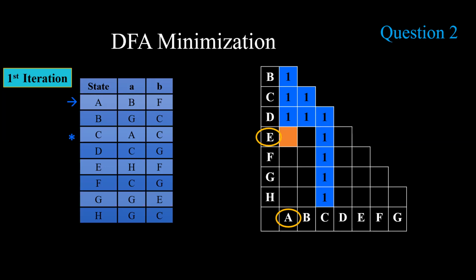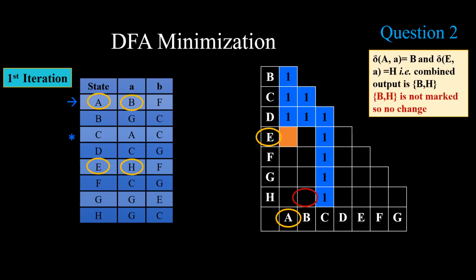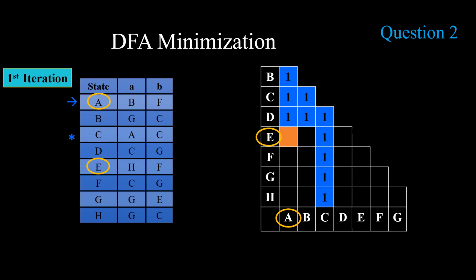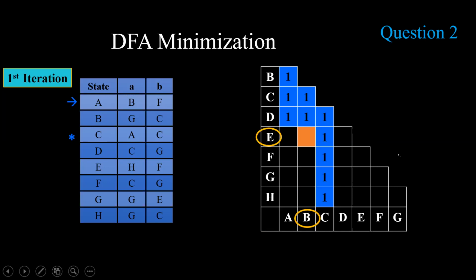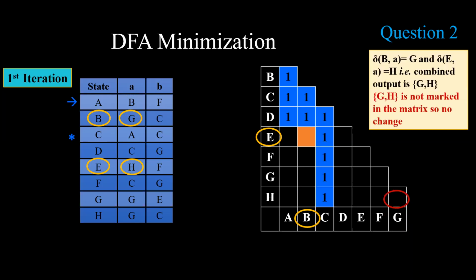Now we have AE. AE on A gives us BH. Since BH is not marked, there will be no change in the lower triangulation matrix, no marking. AE on B gives us FF. This FF point does not exist in the matrix, so there is no change. Next, we move to BE. BE on A gives us GH. GH is not marked, so no change.